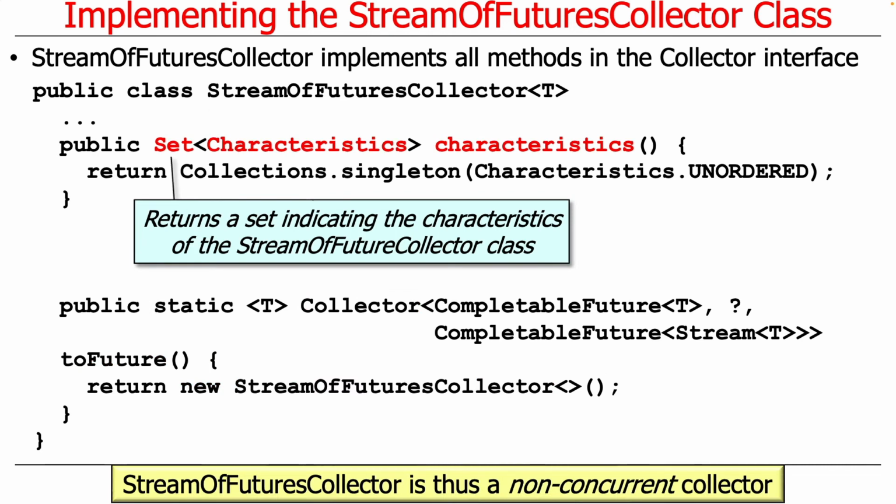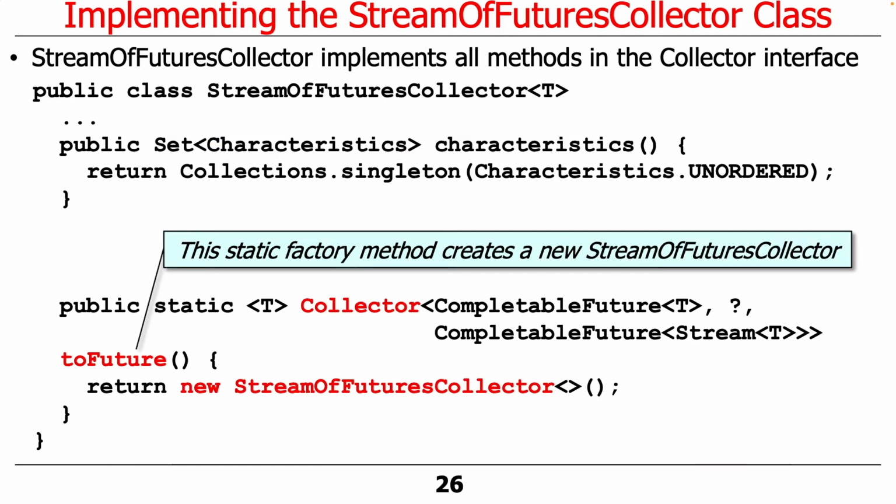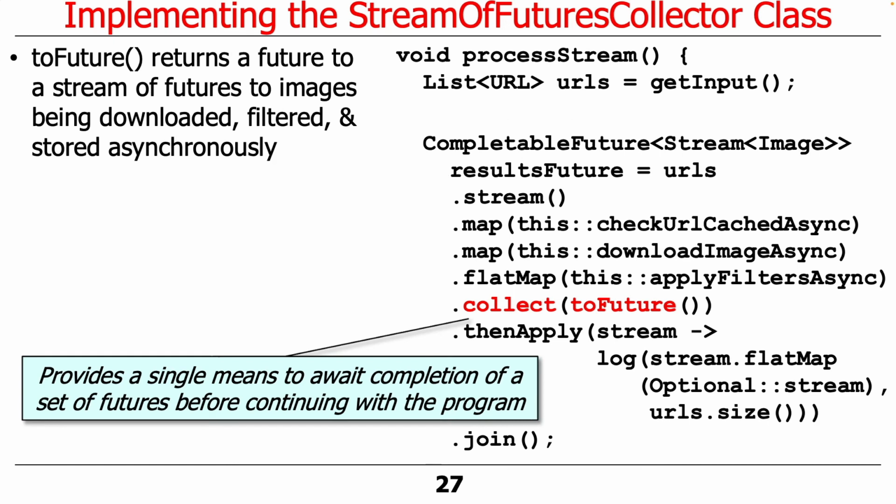A couple other quick methods. We have the characteristics method that just says we don't care whether the ordering property is maintained. We don't care if encounter order is maintained. And then finally, we end up with the toFuture factory method that makes a new stream of futures collector. It makes a new instance of StreamOfFuturesCollector, which is what's used here to wait for everything to finish up.